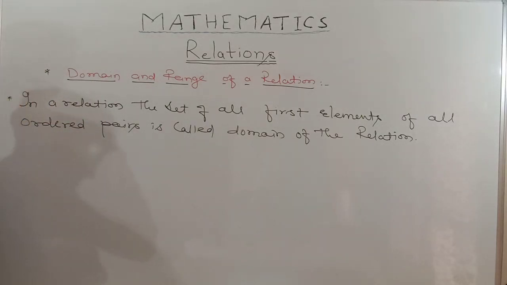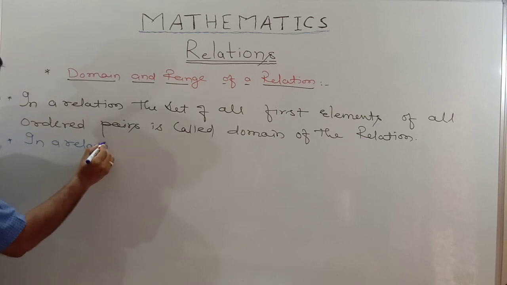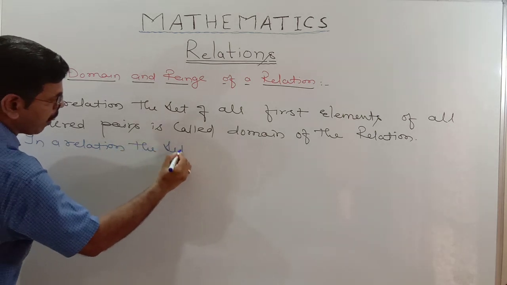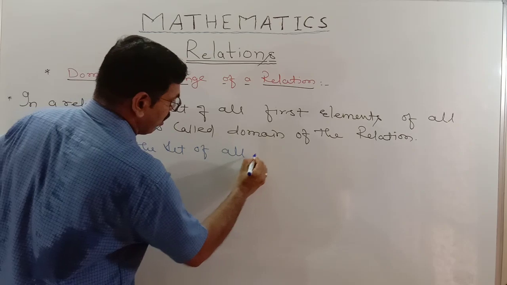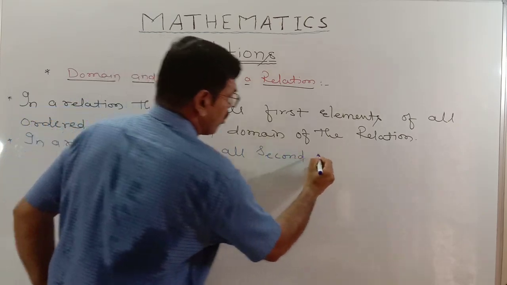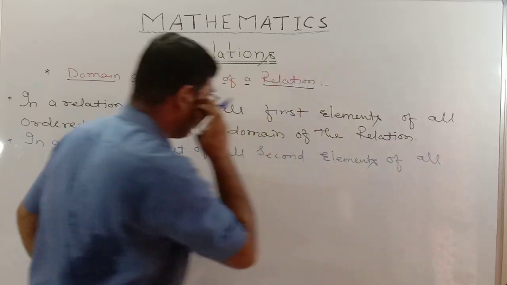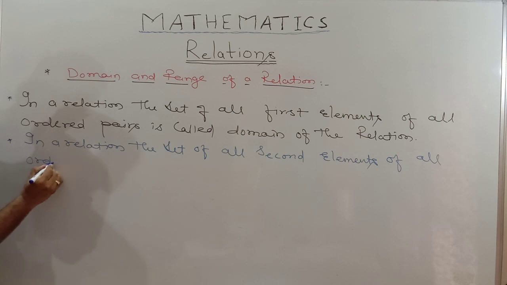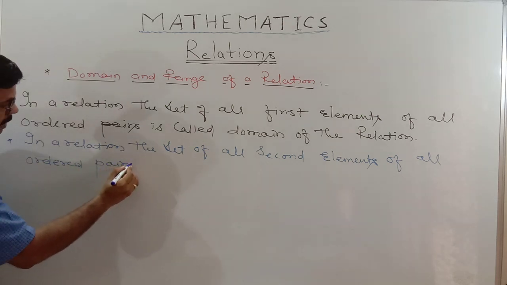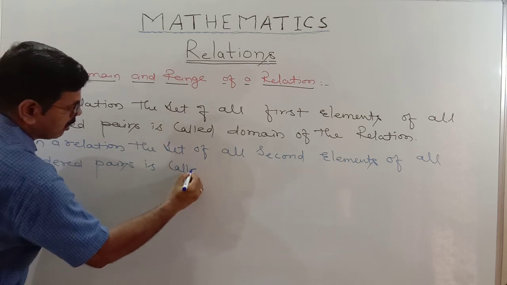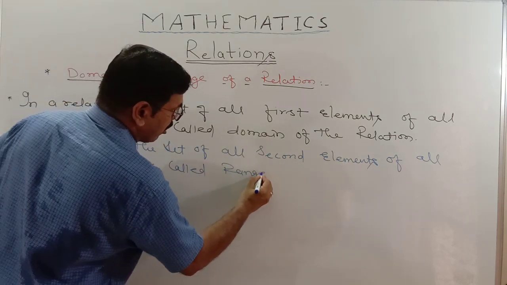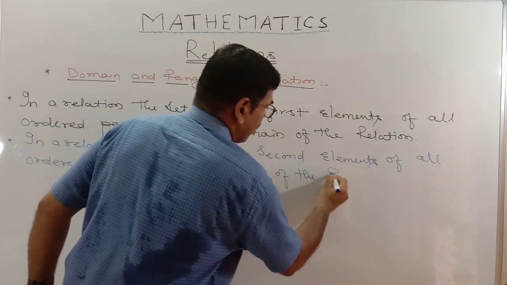Now range, we are writing the definition of range. So directly I am writing: in a relation, the set of all second elements of all ordered pairs is called the range of the relation.